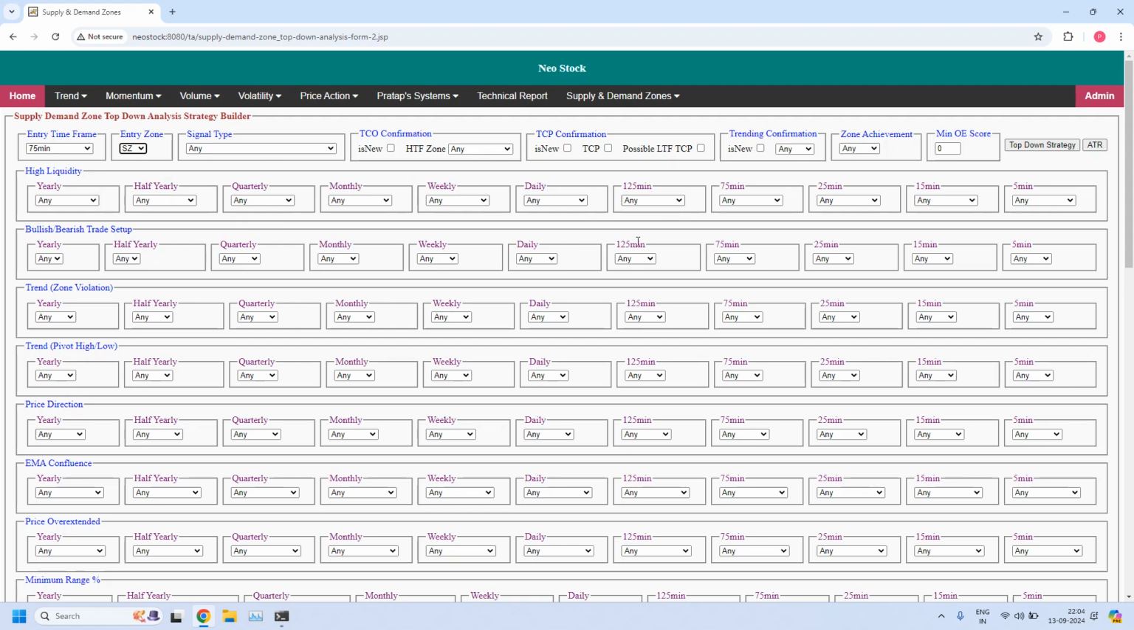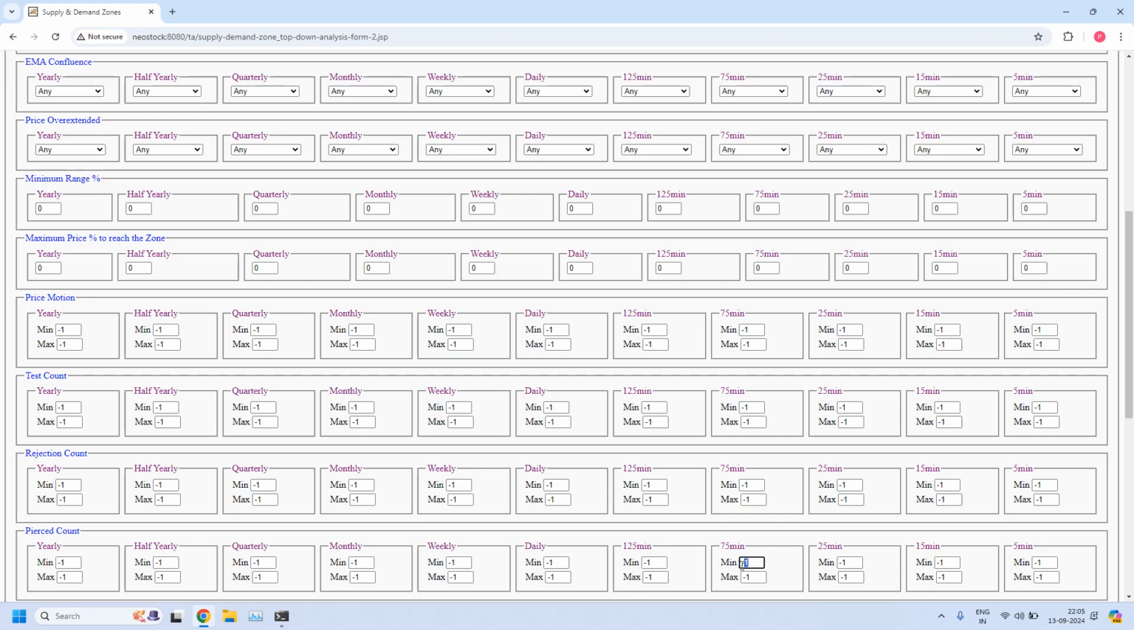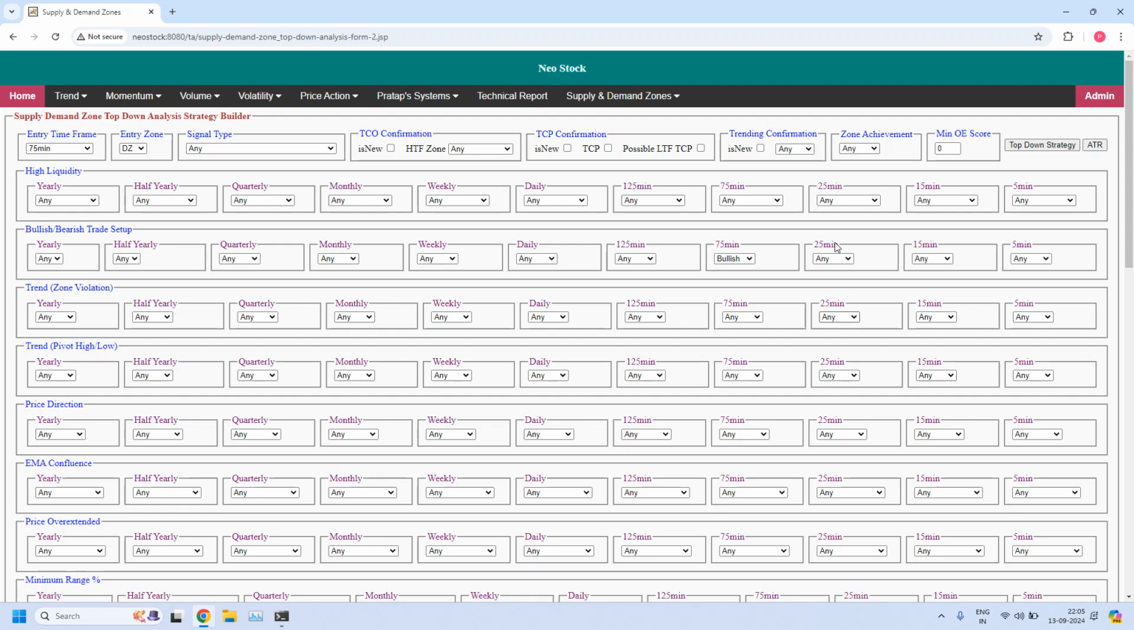In bullish or bearish trade setup, at 75 minutes time frame, I am selecting bullish. It is a bullish trade setup, 75 minutes demand zone. The 75 minutes demand zone should not be pierced. The pierced count at 75 minutes, minimum value 0, maximum value 0. Zone achievement violated opposing zone, minimum order enhancer score 12. All the 3 filters are applied to the 75 minutes demand zone.